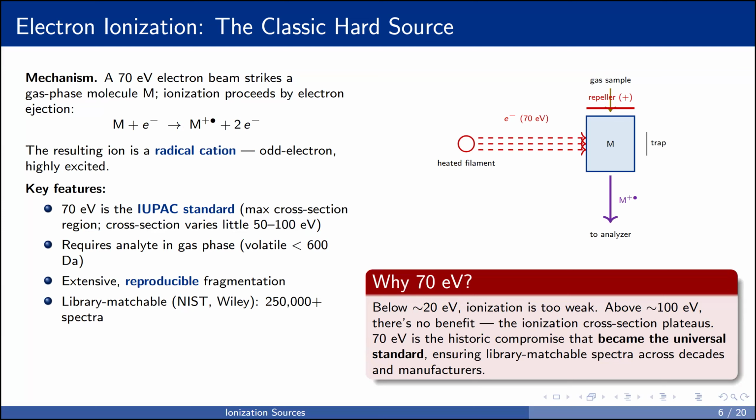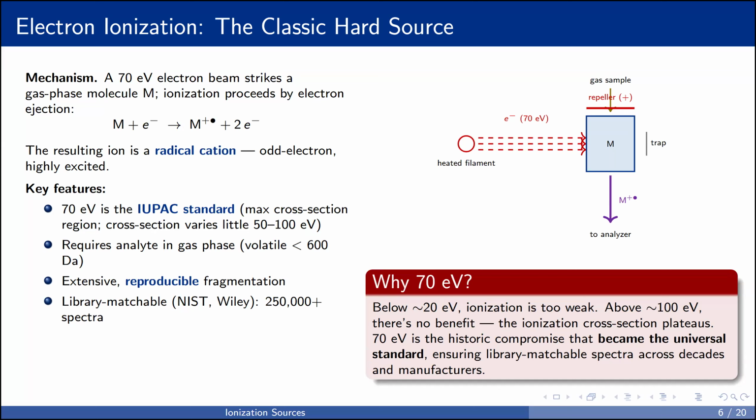The real payoff of that arbitrary choice is universality. An EI spectrum of toluene measured at 70 electron volts on a brand new instrument today is essentially identical to one measured at 70 electron volts in 1960. This reproducibility is what enables spectral libraries.